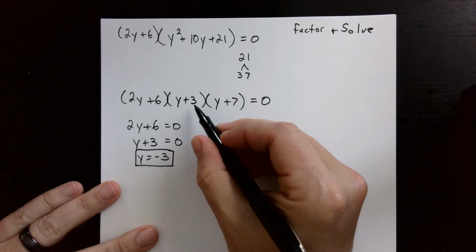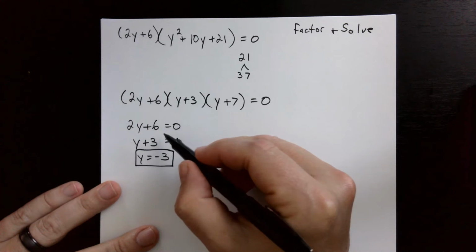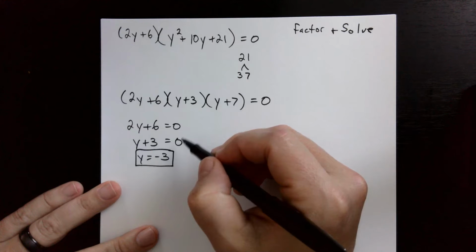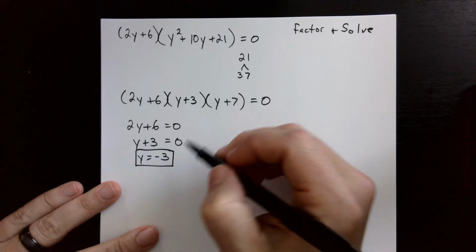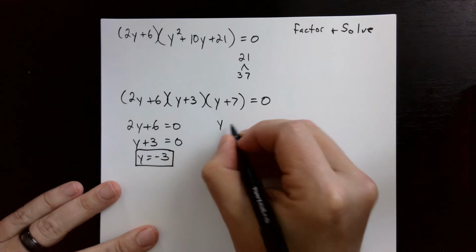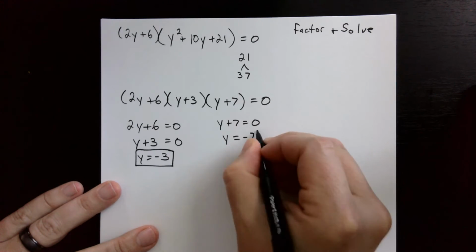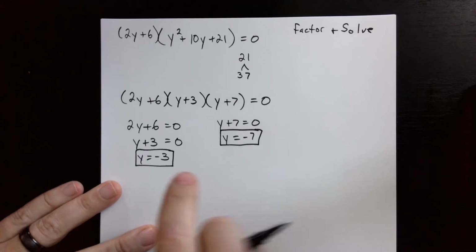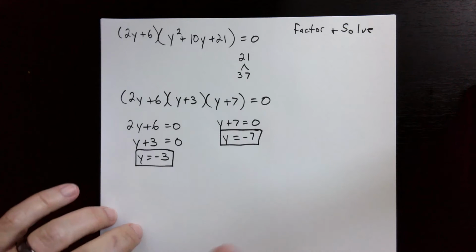Now notice that this is also a y plus 3, which is really the same as 2y plus 6. So we get the same solution, so we don't need to do this one twice because we've already got y equals negative 3 as one of our solutions. So we'll also do this one, set it equal to 0, and we'll get y is equal to negative 7. Okay, so this was one of the solutions, and this was the other solution.